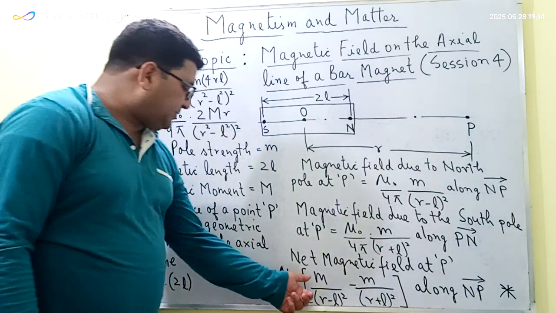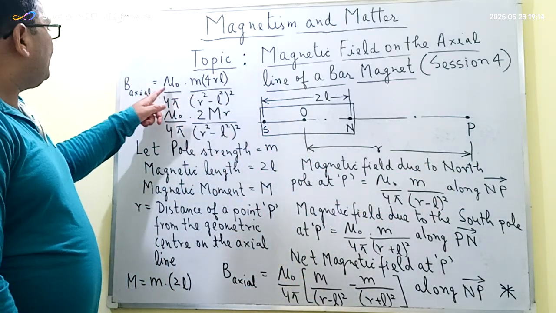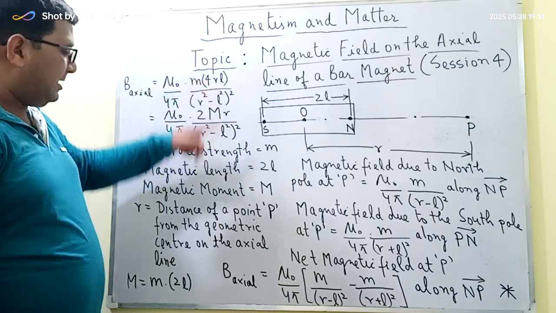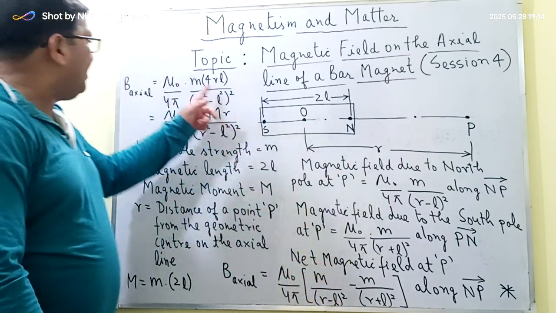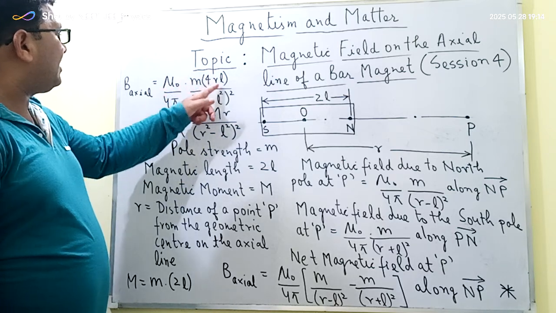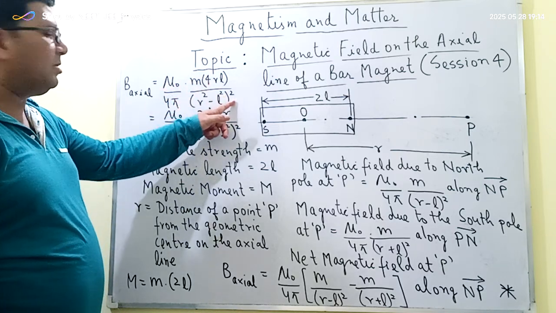If I solve this equation, I will get the value as mu naught upon 4 pi into m into 4 r l. By solving this equation, I get mu naught upon 4 pi into m into 4 r l divided by (r square minus l square) whole square.